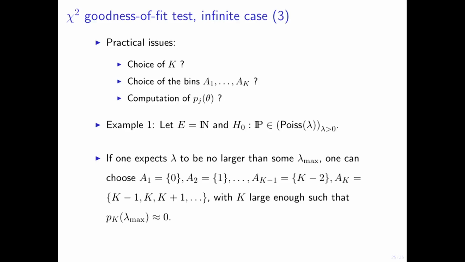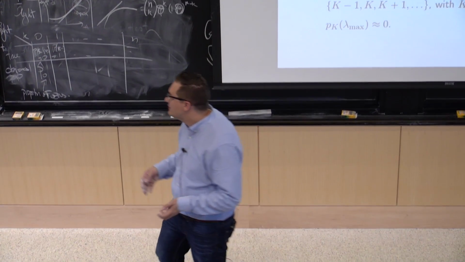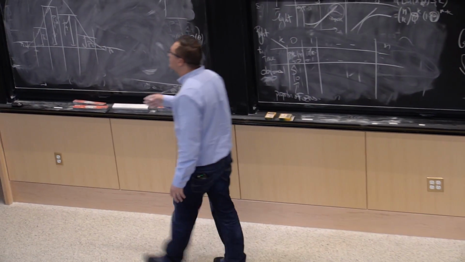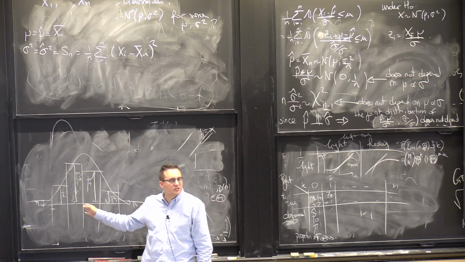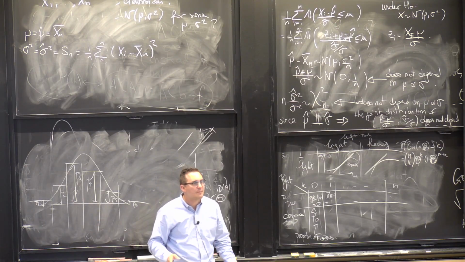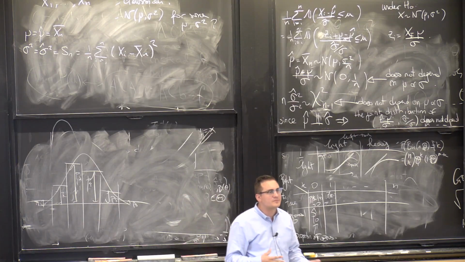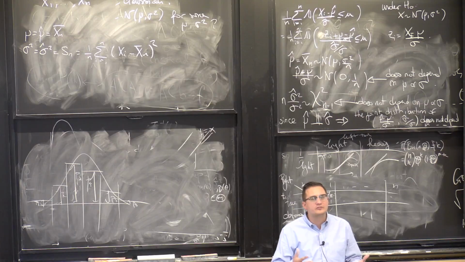then there's the computation of P_j of theta, which might be a bit complicated because in this case, I would have to integrate the Gaussian between this number and this number. So for this case, I could just say, well, it's the difference of the CDF at that value and that value, and then be happy with it. But you can imagine that you have some slightly more crazy distributions. You're going to have to compute some integrals that might be unpleasant for you to compute.